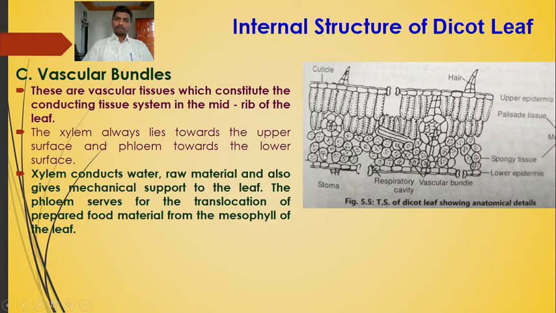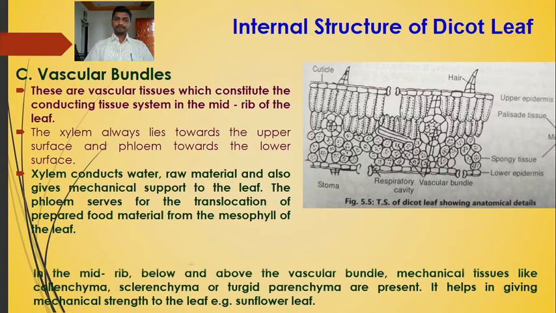For the synthesis of the food material, water is one of the raw materials that is provided by the xylem tissue, while after photosynthesis the food material that is synthesized is translocated from the mesophyll tissue of the leaf to the other parts of the plant. This function is performed by the phloem. Xylem always lies towards the upper surface, while phloem is towards the lower surface.